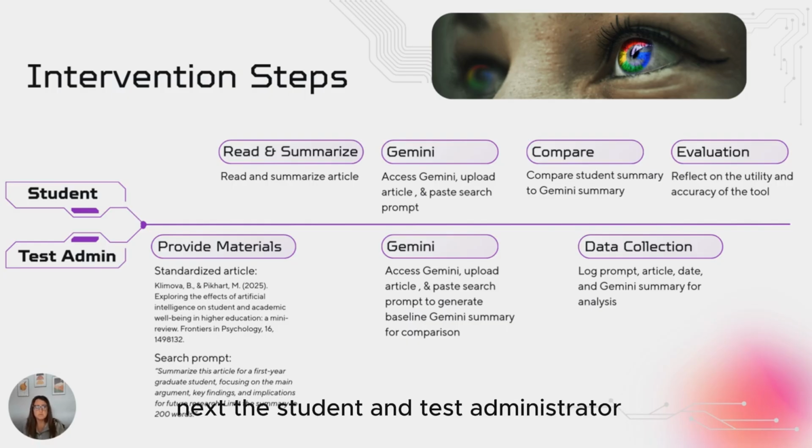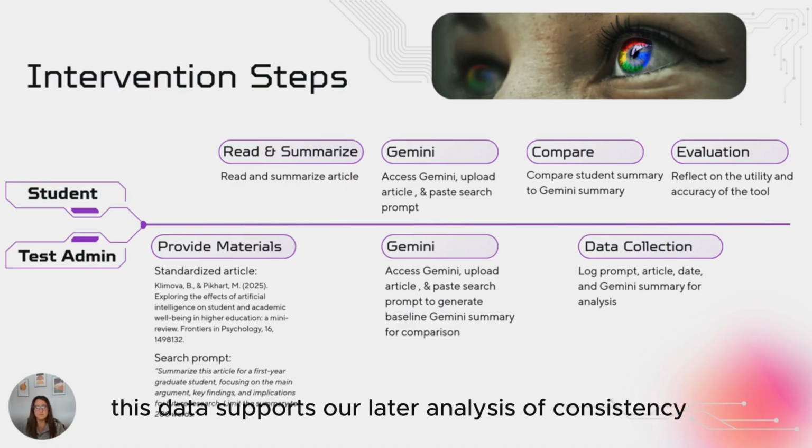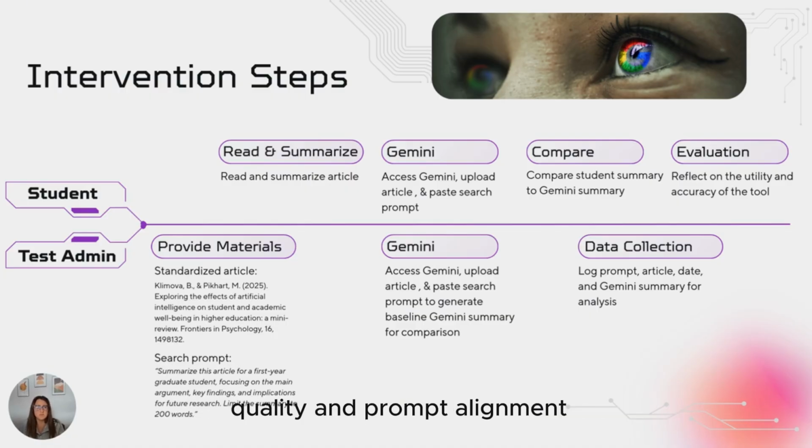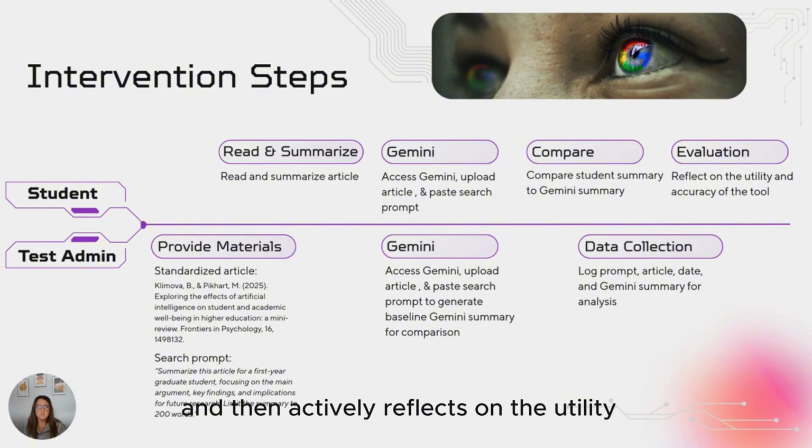Next, the student and test administrator simultaneously access Gemini by uploading the article as either a PDF or by copying and pasting the full text into the chat prompt field. The test administrator then logs key data points for each participant and AI-generated summary. This data supports our later analysis of consistency, quality, and prompt alignment. The student compares the AI-generated summary to their own crafted summary, and then actively reflects on the utility and accuracy of Gemini's output. This then leads our team to the analytical phase.